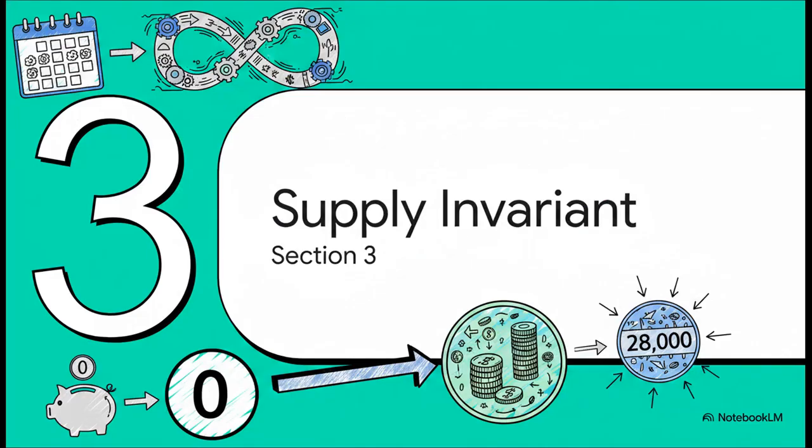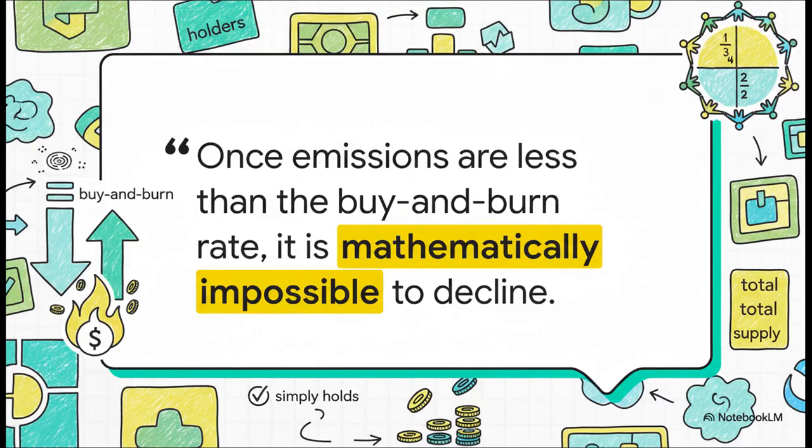Section 3, the mathematical supply invariant. This brings us to a crucial point, summarized perfectly here by the protocol's lead, AJ. Take a second to really let this invariant sink in. Because the supply equation has inverted, every single token bought and burned automatically increases each remaining holder's percentage of the total supply. You don't actually have to buy more to own a larger fraction of the network.